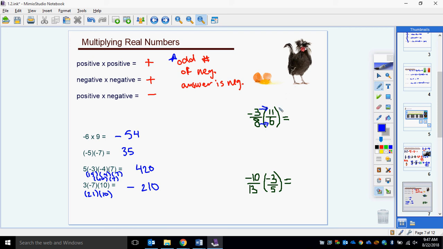Okay, so negative 3 times 11, that'd give me a negative 33. 8 times 6 is going to give me a 48. Down here, I have a negative 10 times a negative 3, so that's positive 30. And then 13 times 5 would be 65.